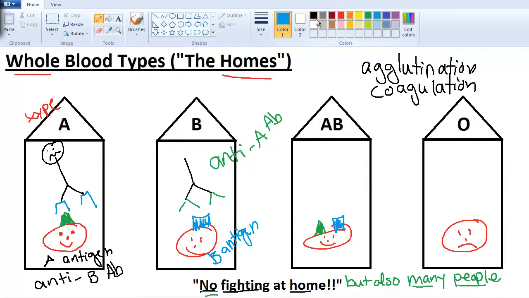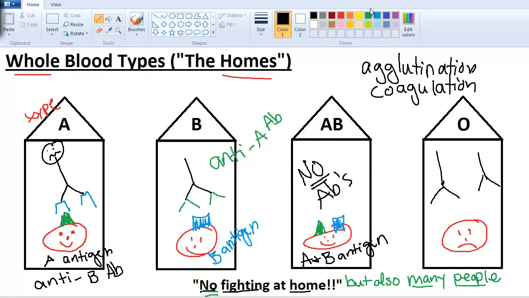Okay, AB. Can we have any haters in here? A? No, there's going to be a fight. B? No, there's going to be a fight. So type AB blood has no antibodies, but it has the A and B antigen. Type O, there are no party hats. So guess what? We can have all the haters here at the party. We can hate against the A hat. We can also hate against the B hat. We got as many people in here as we could, and still there is no fight.